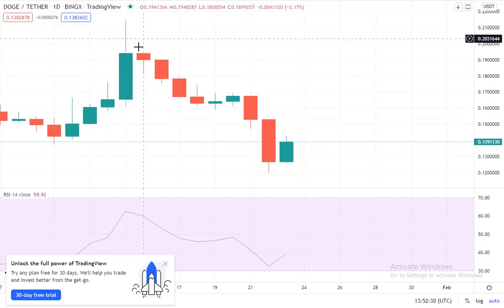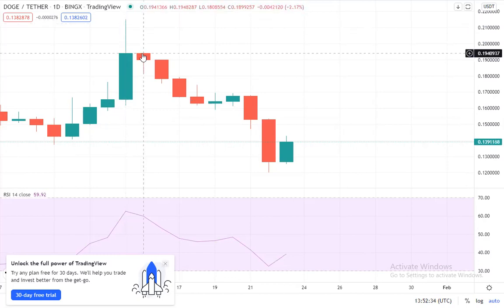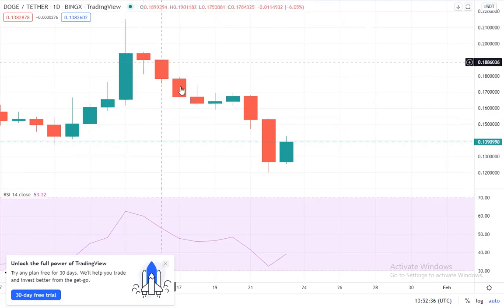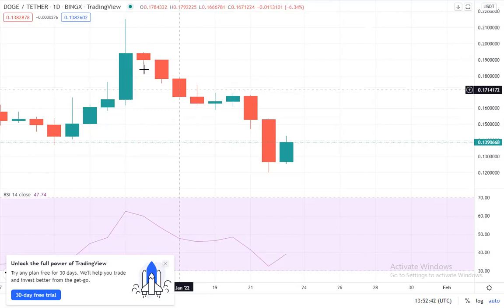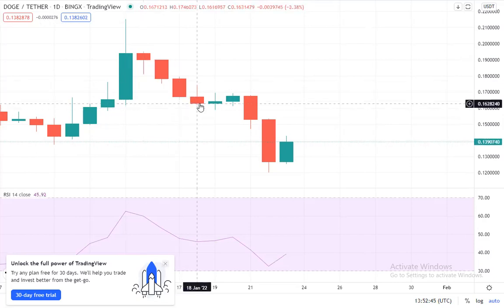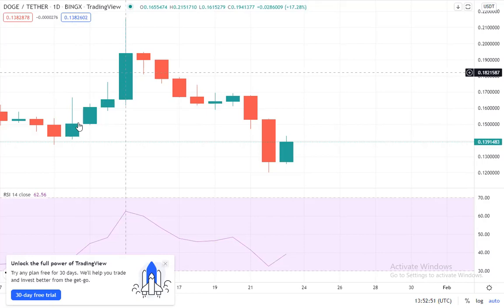Now if I move to the red, you can see this one is 0.12. If I now move along the red, you can see it's coming down: 0.19, 0.18, 0.17, 0.16. So this red shows that sellers exceed the buyers, and this green shows that the buyers exceed the sellers.